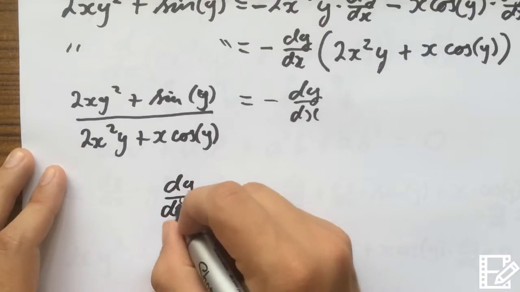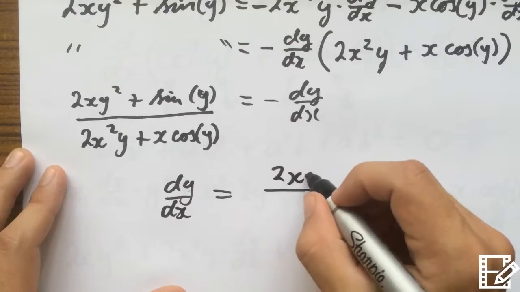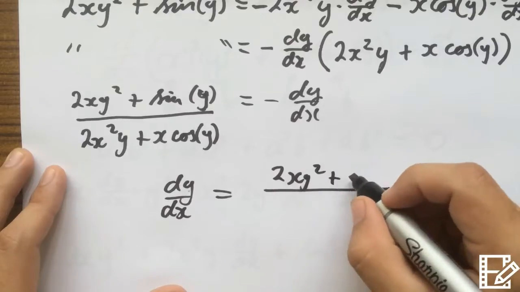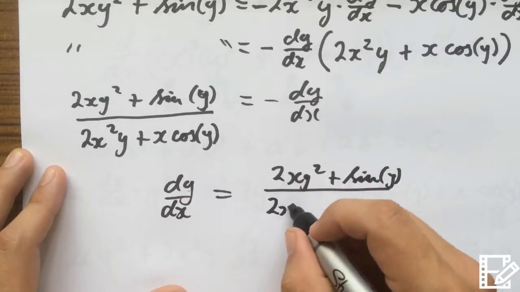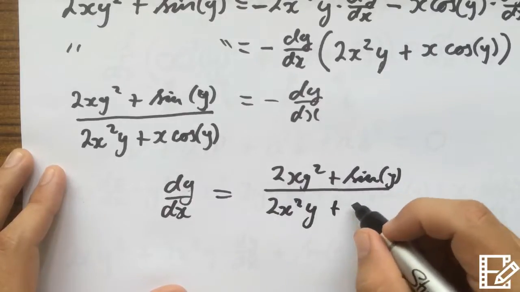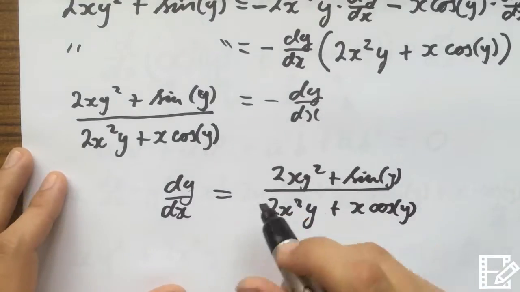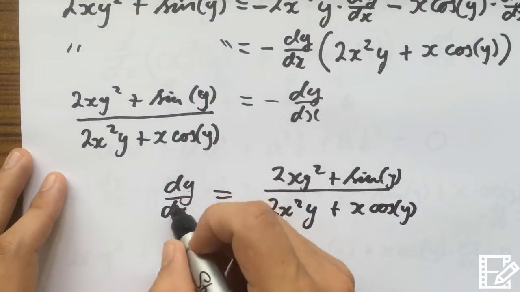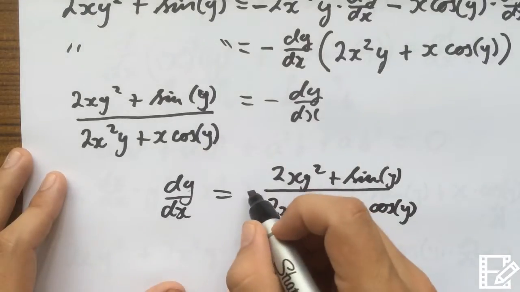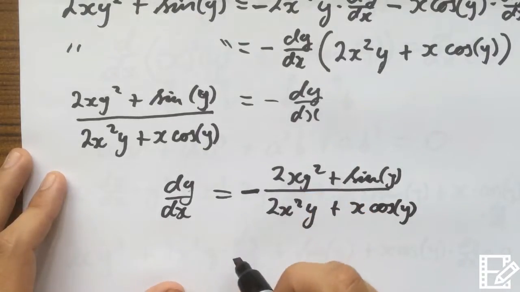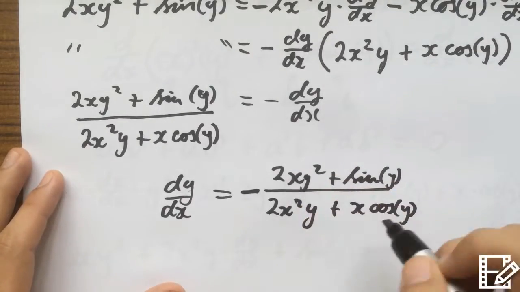Dy dx equals 2xy squared plus sine of y over 2x squared y plus x cos y. Now, where am I going to put the negative? Well, I don't want this to be a negative. I want this to be a positive. Right now it's a negative. So to make this positive, I need to make it a negative on the other side. Okay? So this whole fraction is a negative.